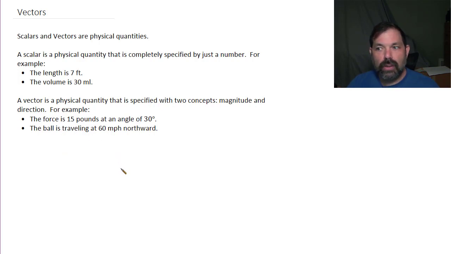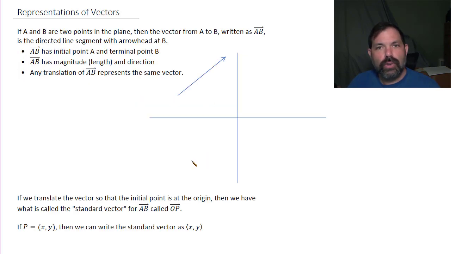So now let's learn a bit about vectors in more detail and how we can deal with them. So first, a little bit about the representation of vectors. If A and B are 2 points in the plane, then the vector from A to B is written as AB, and then we put an arrowed line above them. The direction of the arrow is important. If the vector is from A to B, then we need to list A, then B, and have the arrow overhead in that direction. All right, so then the vector AB is the directed line segment with arrowhead at B.